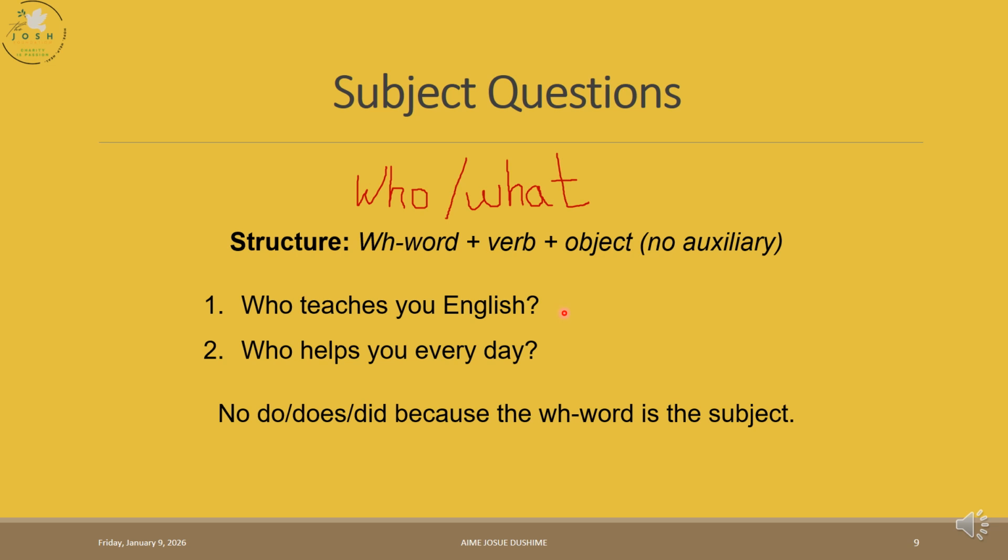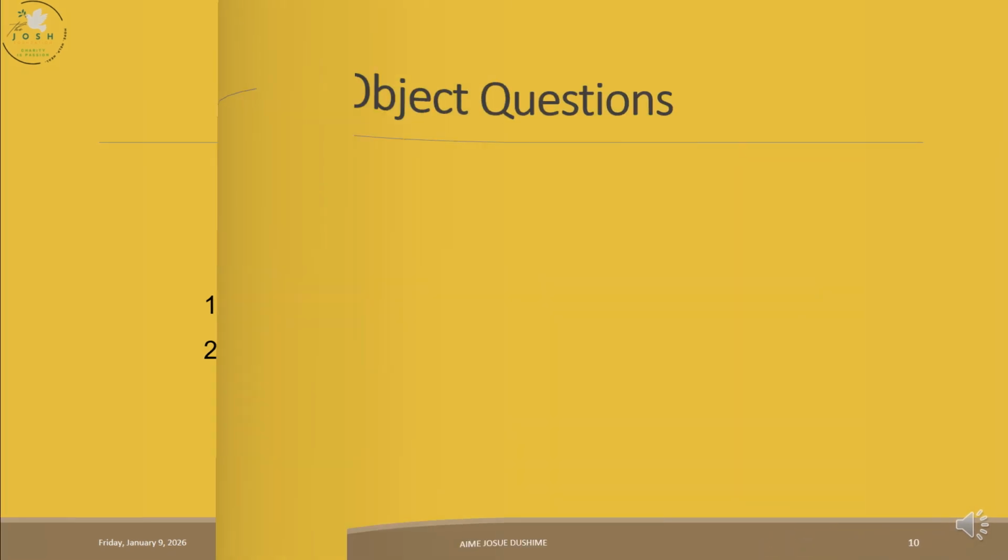"Who teaches you English?" Don't say "who does teach you" or "who do teaches you." No. Because this who is replacing the auxiliary do or does. "Who helps you every day?" No do, no does, no did, because the WH word is the subject.